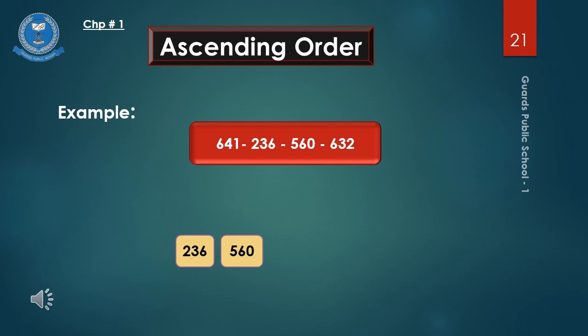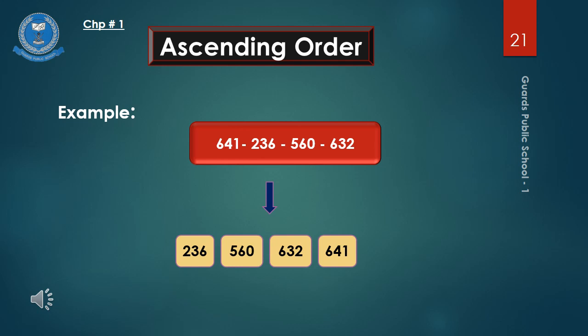Yes, it's 3 in 632. So we can write 632 in third place. And the last, biggest number is 641. We can write the numbers in ascending order like this: 236, 560, 632 and 641. See the next example. This is all about ascending order.